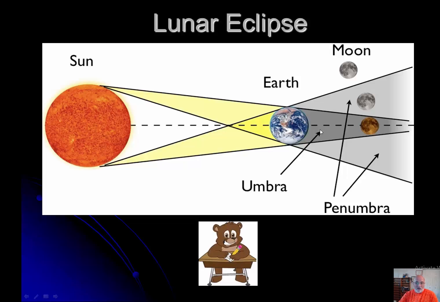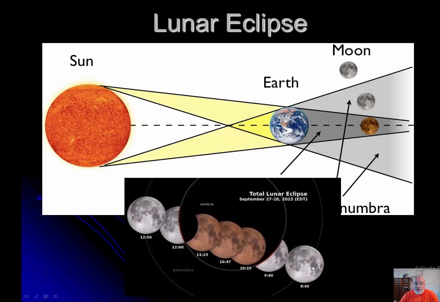The umbra is the total eclipse part, penumbra is the partial eclipse part. Umbrella, you can think about that. You don't want the umbrella to block out most of or some of the rain. You want it to block out all the rain. This is the totally blocked out part of the shadow, and this would be a partially blocked out part of the shadow.